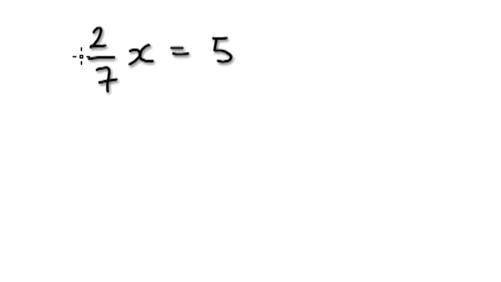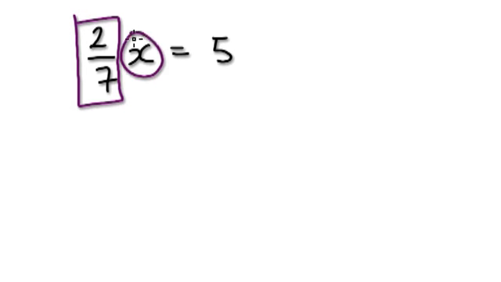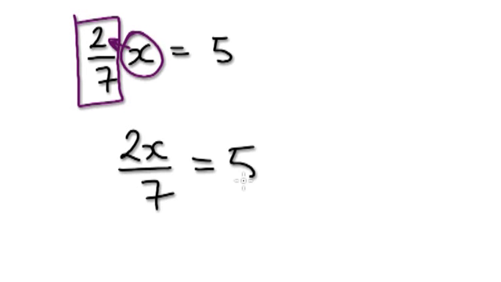If you're given something like this, let's say 2 over 7 x equals, let's say, 5. What this means is you've got a fraction here, you times x, and it equals 5. The way to do this is, when you times a fraction, it gets multiplied to the top. So visualize this as 2x over 7 equals 5.